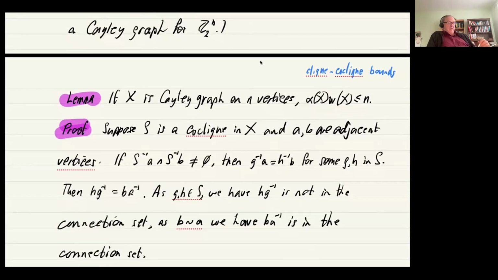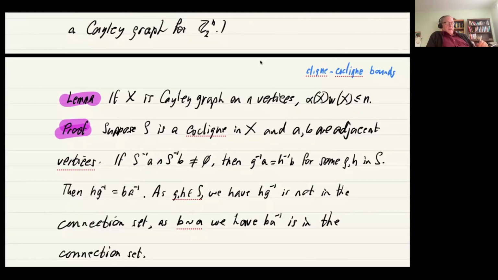The proof is: suppose S is a co-clique in X and a and b are adjacent. Then we're going to look at the translates of S inverse. So S inverse is the set you get by taking S as a subset of the group and taking the inverse of each of those elements. And the claim is that these sets are pairwise disjoint. If a and b are adjacent, then these are disjoint. Okay. Now, that will then immediately imply this. So we just need to show they're disjoint.